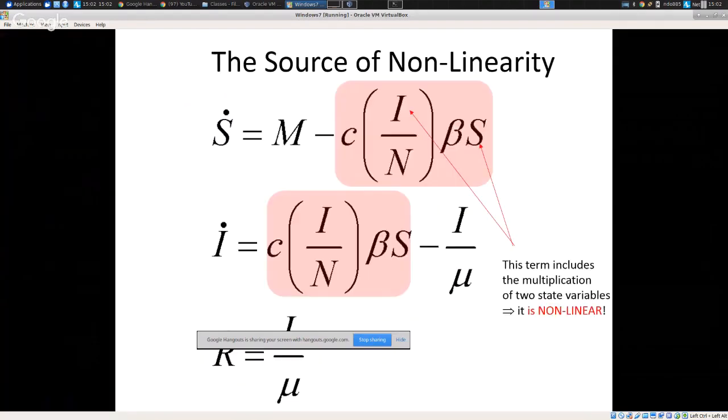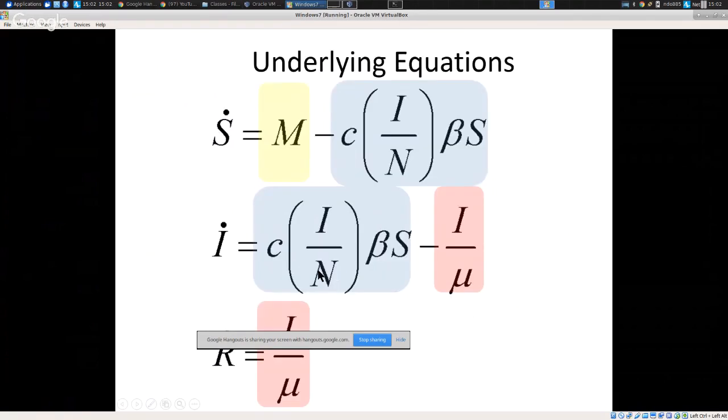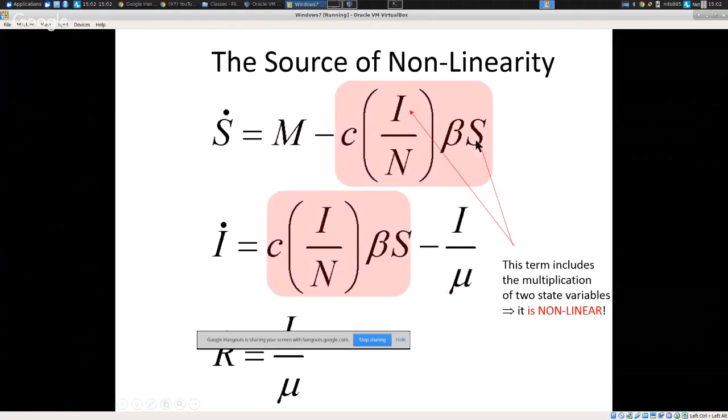Okay, so folks, why is this model nonlinear? I wanted to show it to you. I've claimed this model is nonlinear, and I waved my hands and said it had something to do with these equations here, the flow out of susceptibles, the flow into infectives. In other words, the infection flow within these models. I said it had something to do with the fact that it's S times I, but I didn't really explain it.